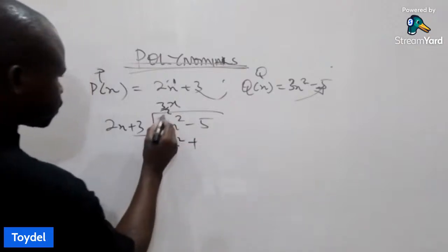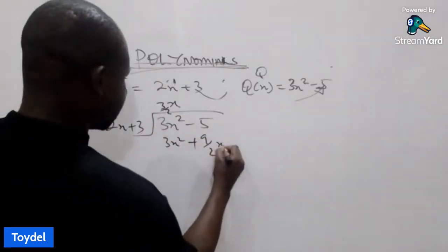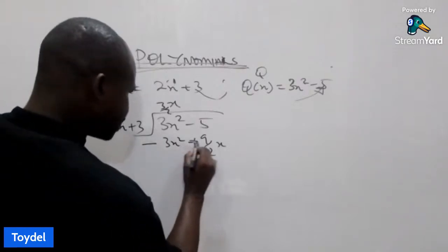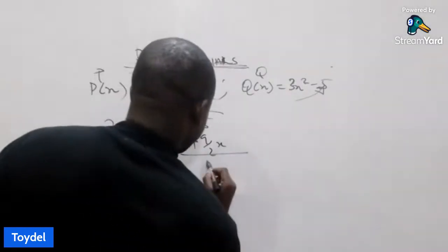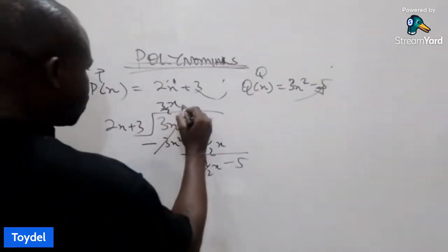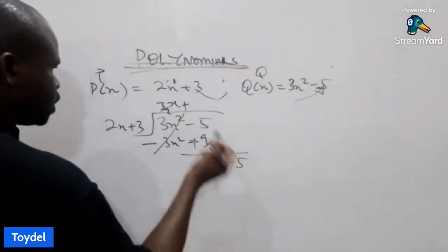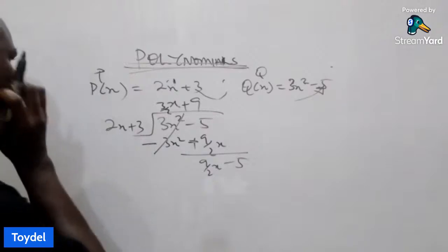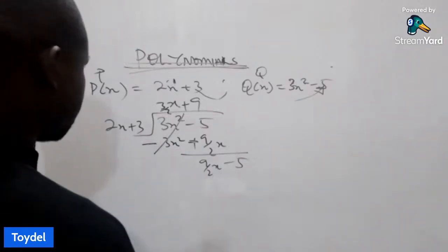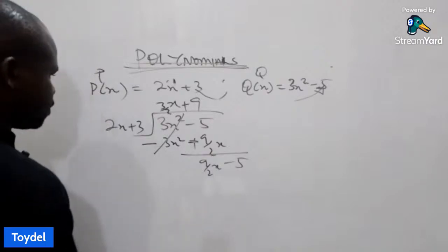Then plus 9 all over 2x. That's what I'm going to get here. I will introduce negative. So here we change to negative. This will cancel out. At the end of the day, I will have 9 all over 2x minus 5. Then here, this will give me plus 9 here. So how do I get this value? I'm going to get plus 9.